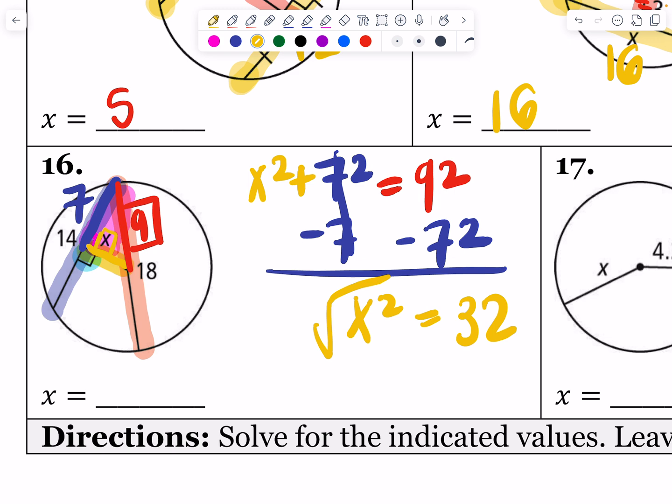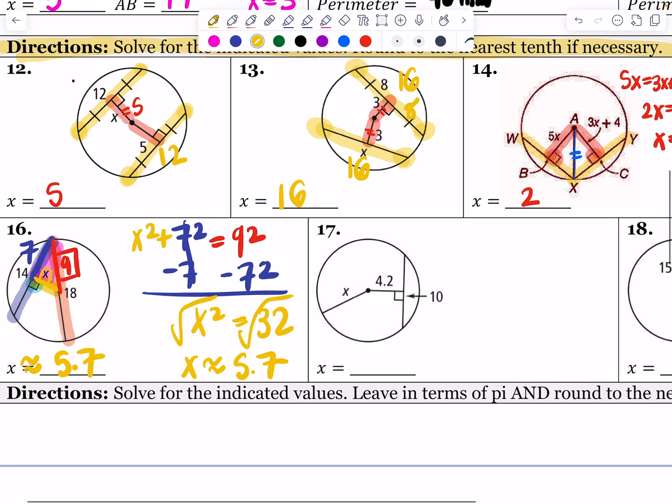I'm going to take the square root of both sides. They did tell me to round, so I don't have to put it in simplest radical form. They said to round to the nearest tenth, so this is going to be about 5.7. I always like to check myself before I write my answer to make sure that it makes sense. Is 5.7 shorter than 9, the hypotenuse? It is. Okay, let's do 17.